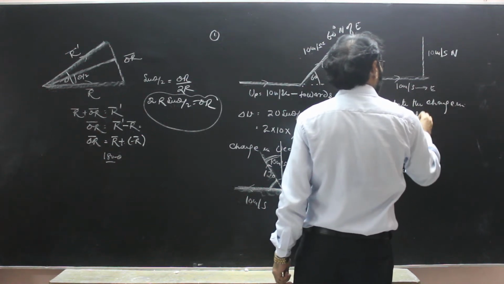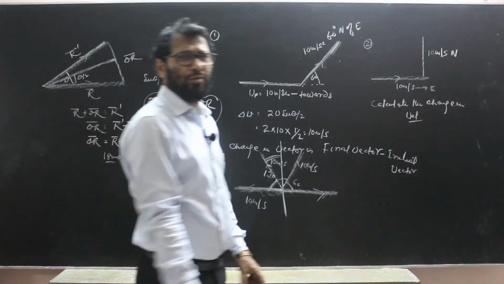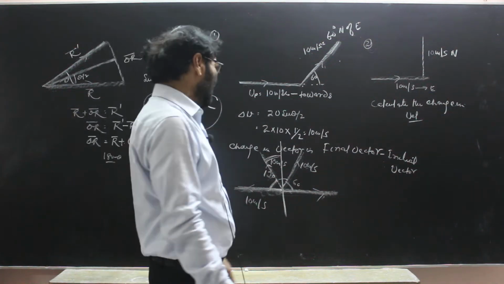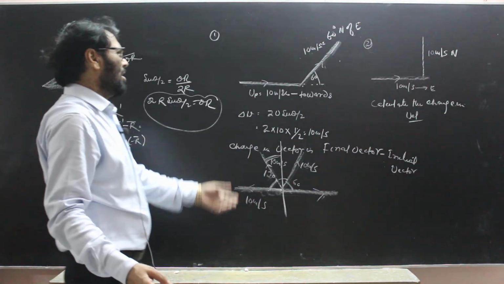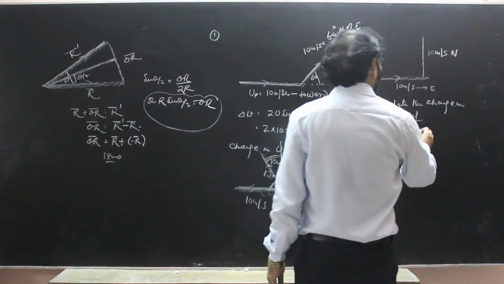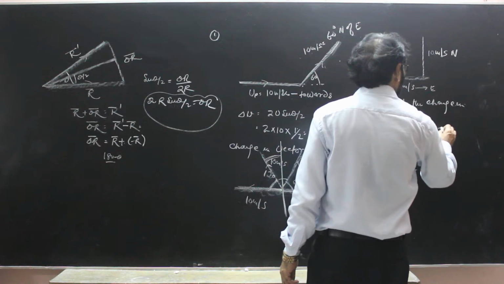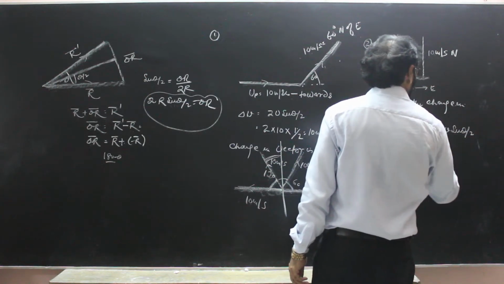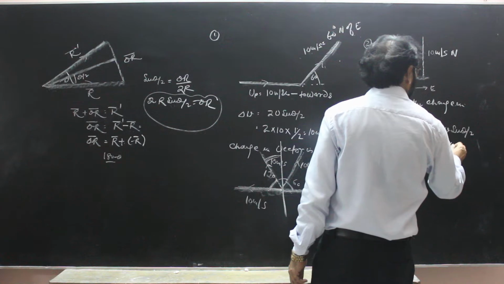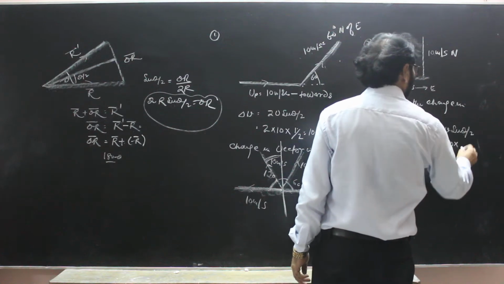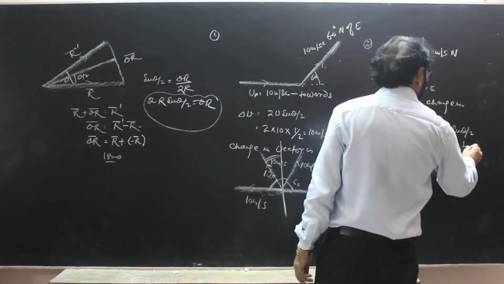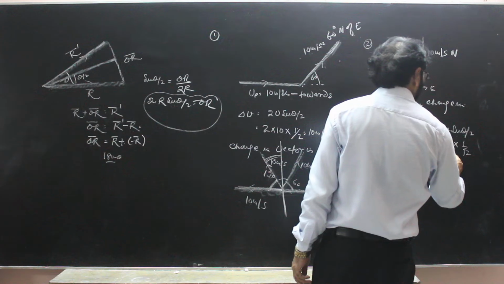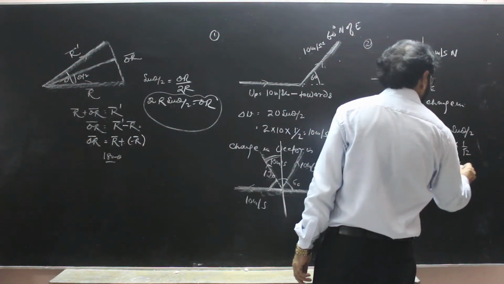Change in velocity. If only the magnitude is to be calculated, then again it is 2v sine theta by 2. So the magnitude of delta v is 2v sine theta by 2. So 2v is 10, sine 90 by 2, that is 45, and it is of course 10 root 2.